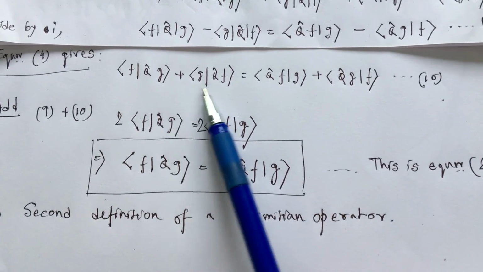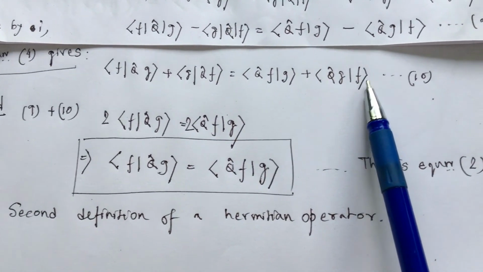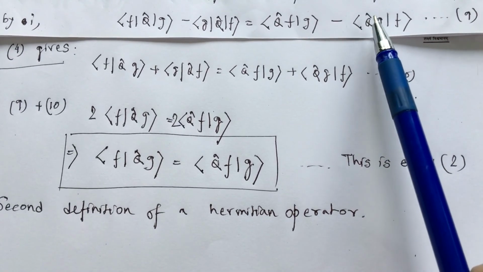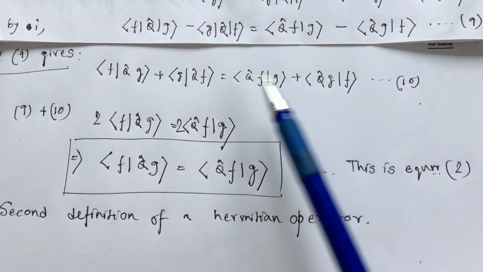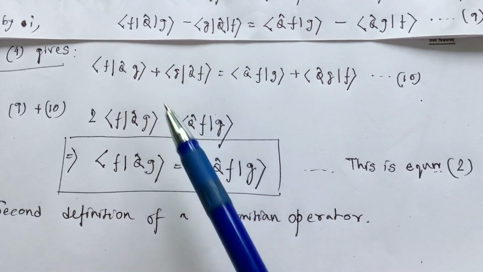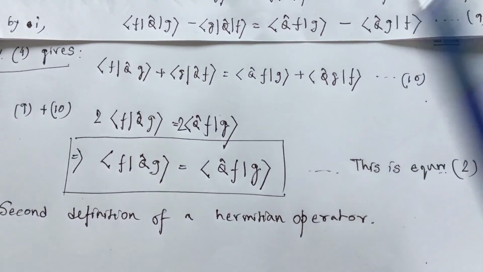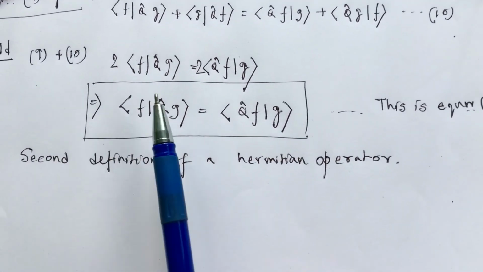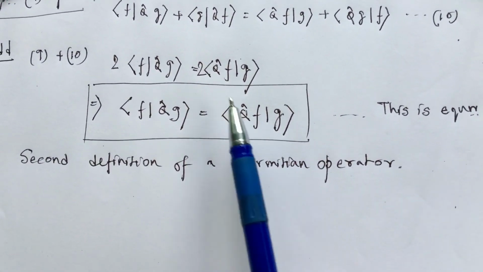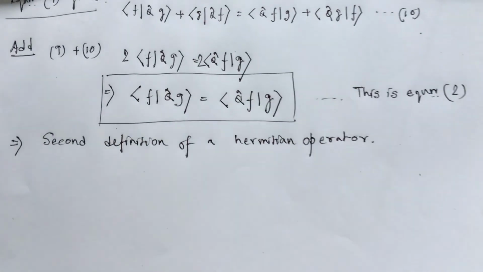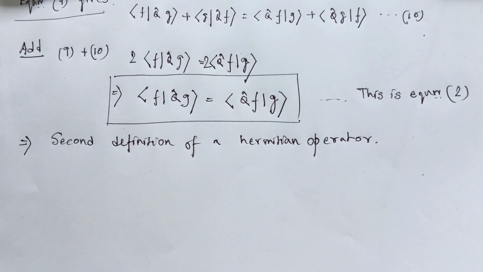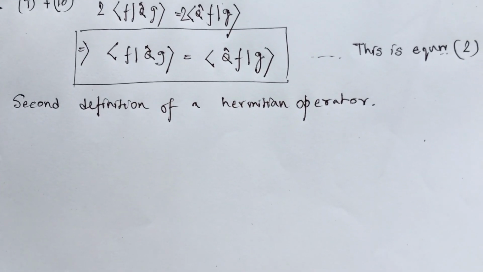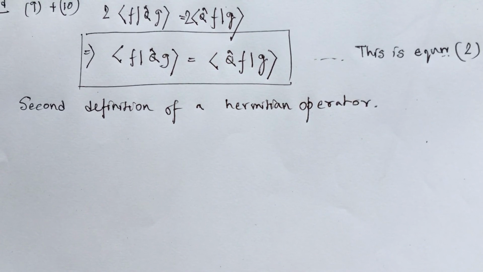Now equation 4 was like this, and I have obtained equation 9. I am adding equation 9 and 10. The second terms will cancel out and the fourth terms are also cancelled out. So I am left with this. This is my equation 2. So starting with definition 1, equation 1, I have arrived at equation 2, which is the second definition of a Hermitian operator.